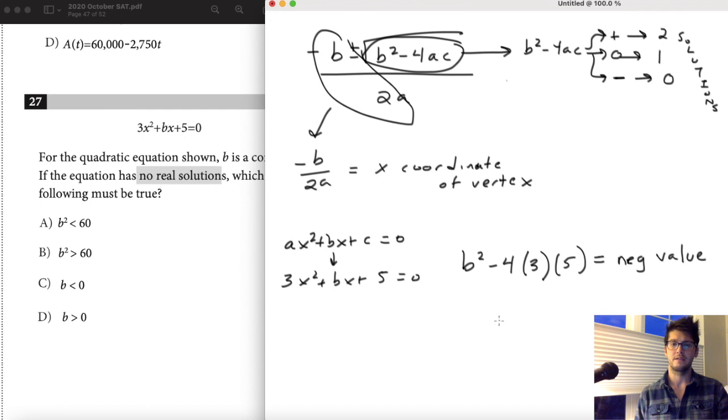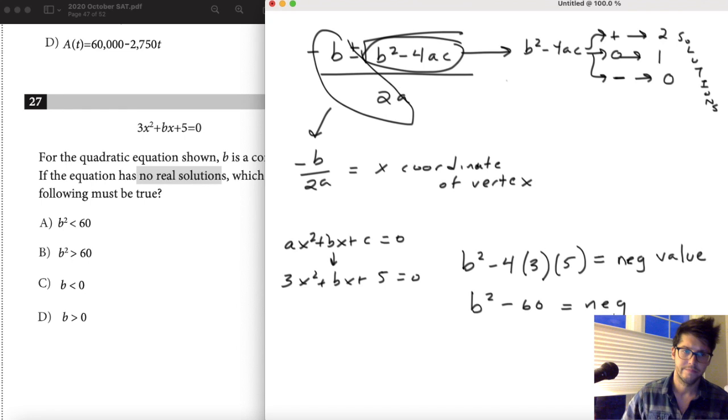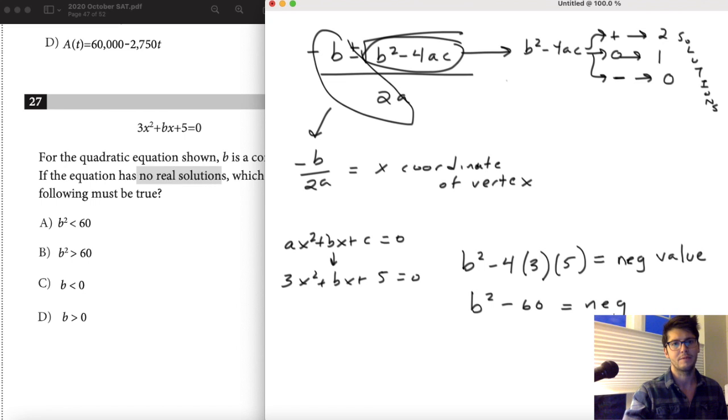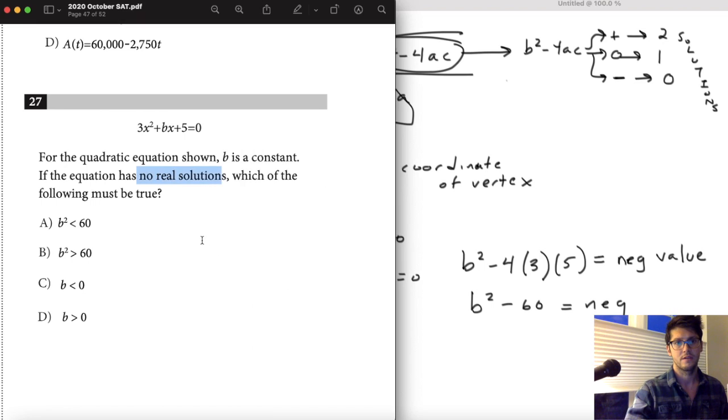B squared minus 12 times 5 is 60. So b squared has to be smaller than 60. Answer choice A. If b squared is smaller than 60, we get a negative value. Right? Not so hard. If you know what you're doing, that one's fairly simple. I said there was other ways to do this. In this case, I don't think there's any other great way to do this, so I won't confuse things by giving you some less than optimal approaches to that question.